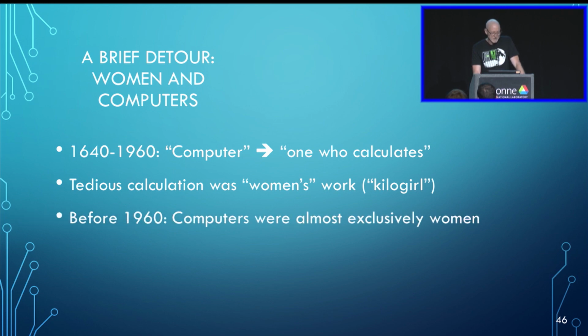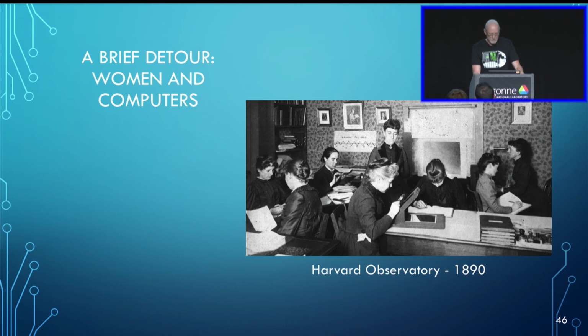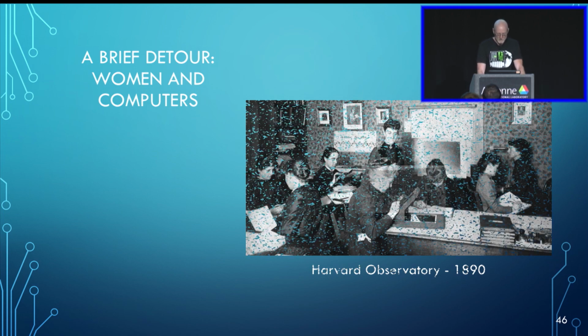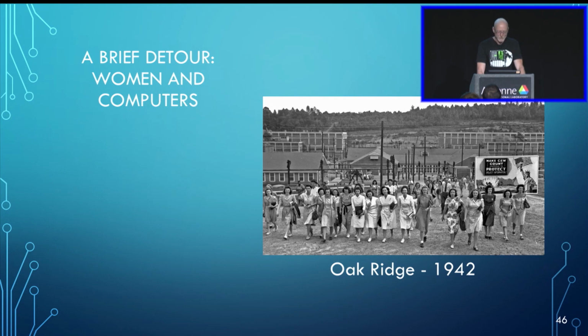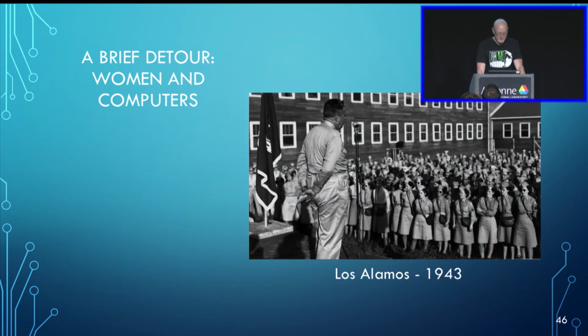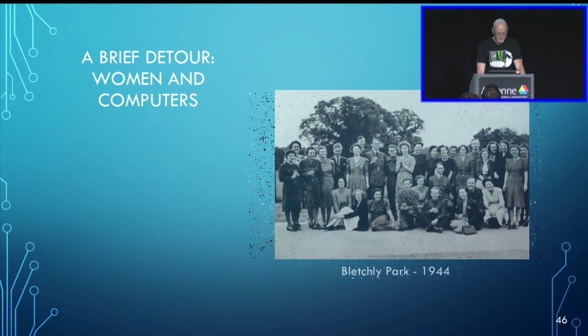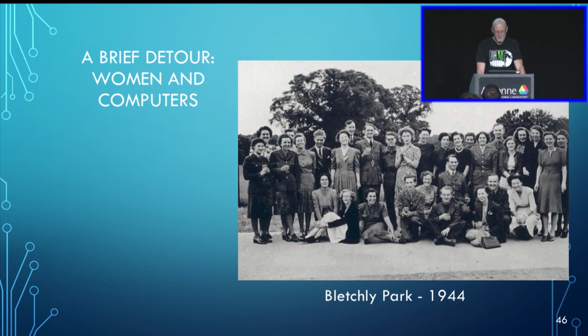But before the 1960s, computers were almost exclusively women, so I'll go through another set of pictures. This is Harvard Observatory, 1890, a lot of women supporting calculations for, I actually don't remember the project there. Oak Ridge, 1942, that's the Manhattan Project. Los Alamos, again, Manhattan Project, 1943. Bletchley Park, 1944. I'm just kind of curious who knows what project that is. Yeah, it's Enigma. It was the British effort to break the German Enigma codes.